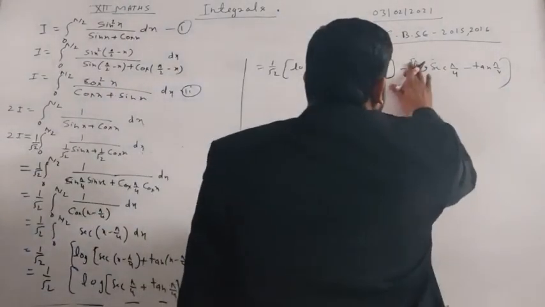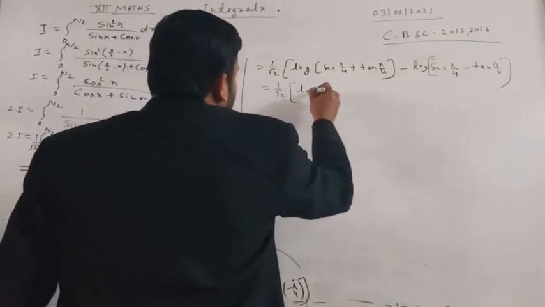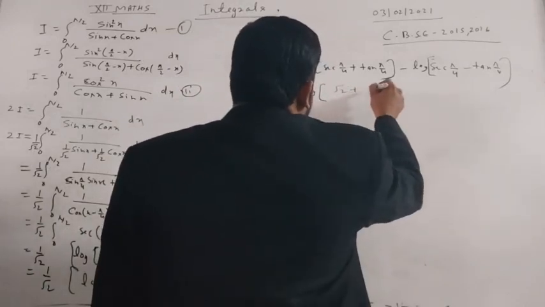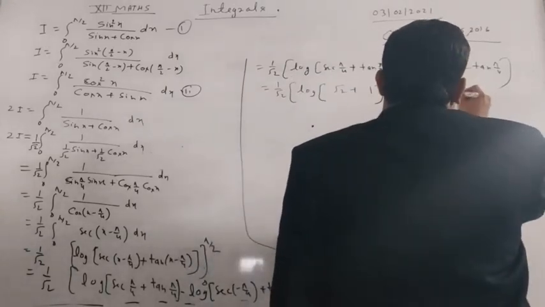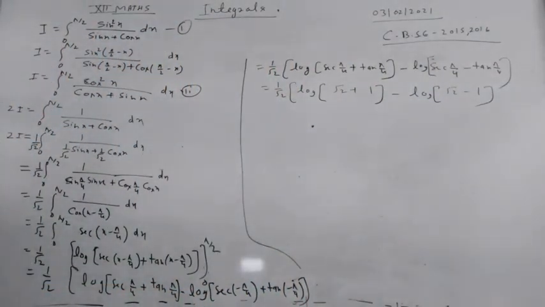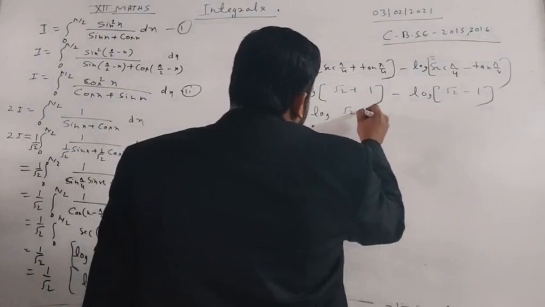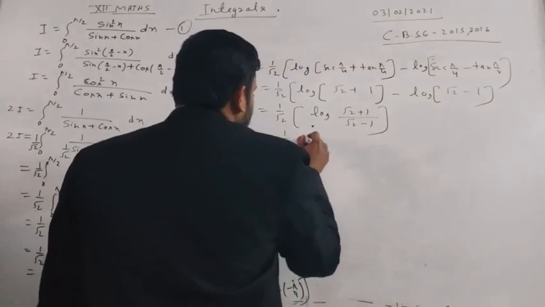So students, now we put the values. Sec pi by 4 is root 2 and tan pi by 4 is 1. So log of root 2 plus 1, and log of root 2 minus 1. Okay students, this is log m minus log n, so we can write this as 1 by root 2 log of root 2 plus 1 by root 2 minus 1.